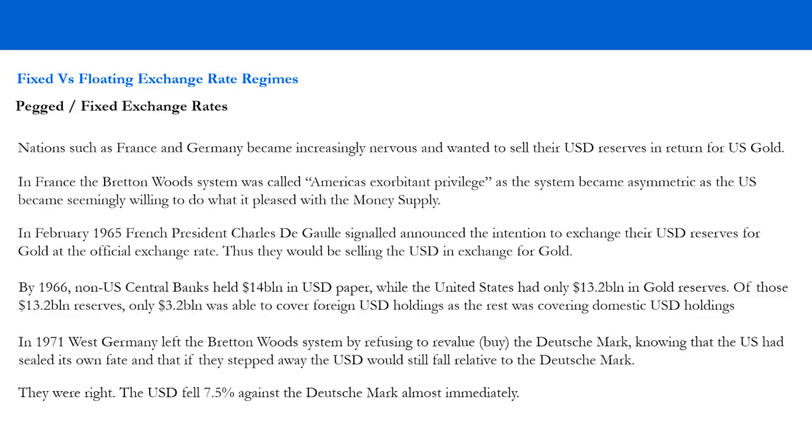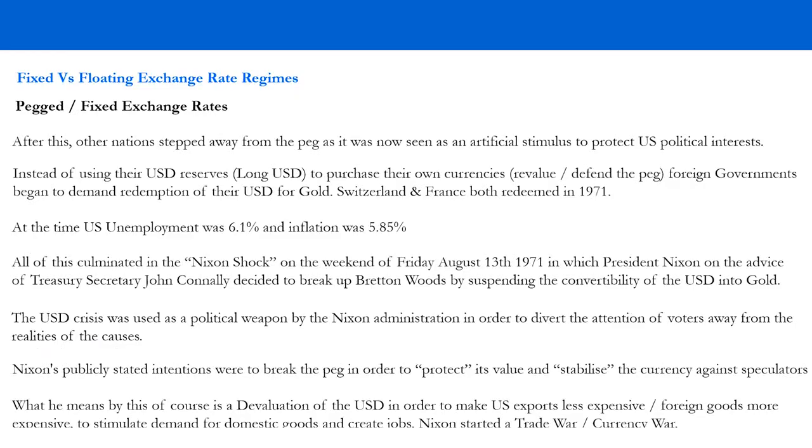And the system was really tested later on in the early 70s because West Germany decided that they wanted to leave the Bretton Woods system. And they did this by basically refusing to revalue the Deutschmark, knowing that the US had sealed its own fate, and that if they stepped away, then the US dollar would fall relative to the Deutschmark. And they were actually right. Almost immediately, the US dollar fell 7.5% against the Deutschmark.